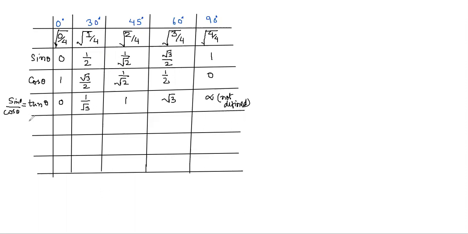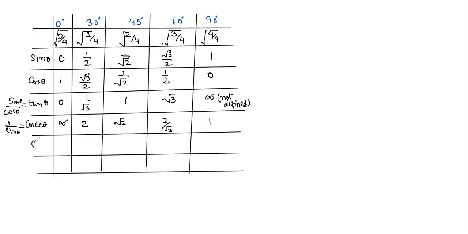Now we want to get the value of cosec theta. Cosec theta, you know, is equal to 1 upon sine. So whatever is the value of sine here, you will take the reciprocal of it. So if you take the reciprocal of 0, that will be 1 by 0. 0 in the denominator, that means it is not defined. And then this is 2 by 1, so it is 2. Square root 2 by 1, that means square root 2. And this will become 2 upon square root 3. This will become 1 upon 1, that means 1 only.